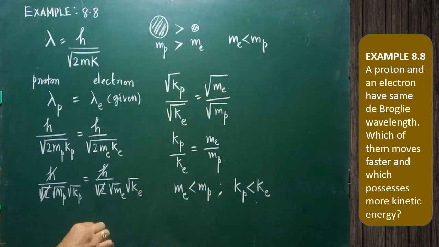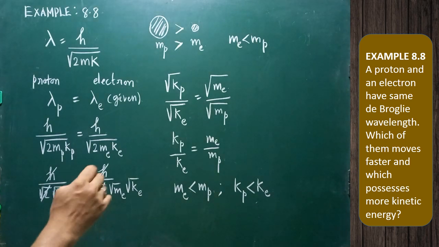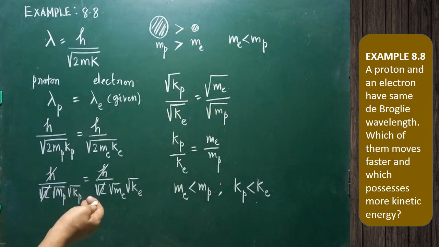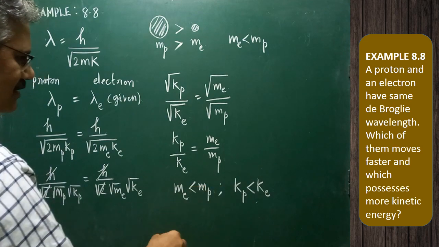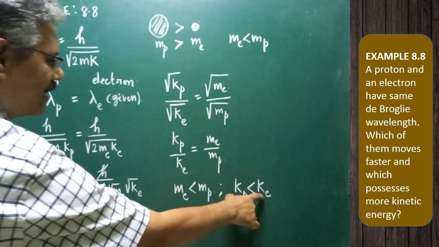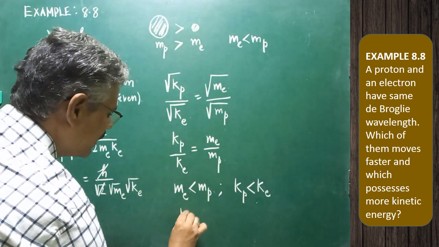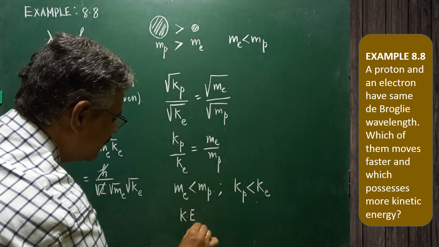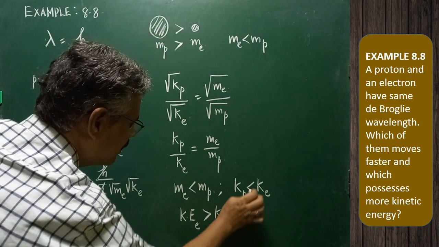So finally, what is asked in the problem? Which one moves faster? Whose kinetic energy is greater? That is the question asked. So for the second question we can answer. From the expression, it is seen that the kinetic energy of the electron is greater than the kinetic energy of the proton. So we can write that kinetic energy of the electron is greater than kinetic energy of the proton.